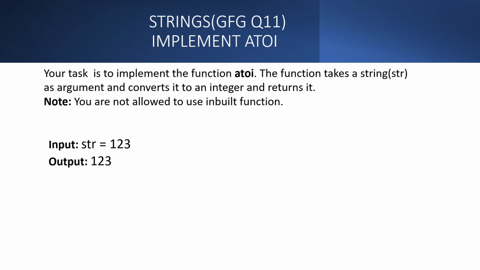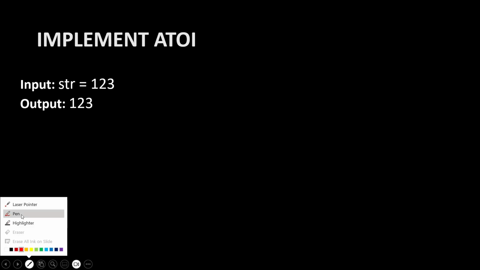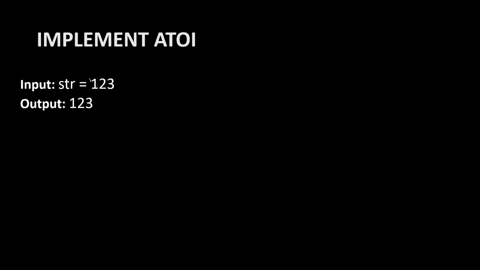Now let's understand the question and the meaning behind it. The question is saying that a string is being given to us. First example here we're taking is 123, and we'll be doing another example after. In this example, we got a string 123 and we have to convert it into an integer. How can we do that?